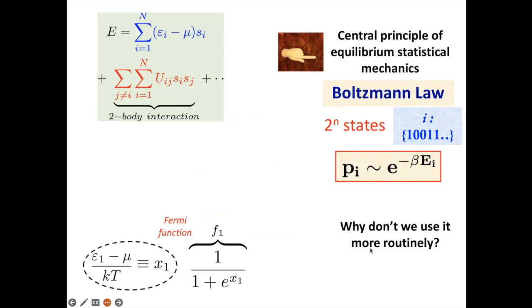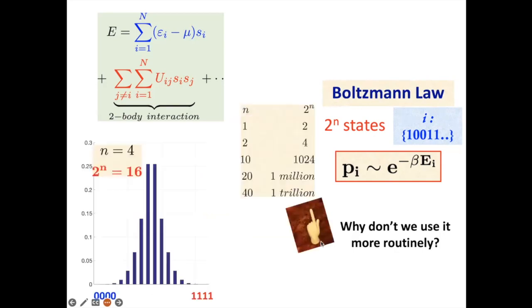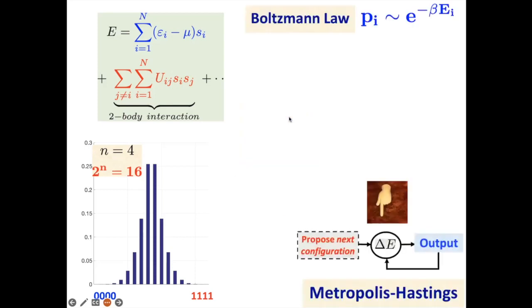And why don't we use it more routinely? Well, because it is inconvenient to use, because of this 2 to the power n space. As I mentioned before, as soon as you have 40 levels, you have 1 trillion configurations to deal with. So one of the things people do in dealing with this 2 to the power n space is sampling. And there are different methods that have been developed, and different approaches, and they're related.